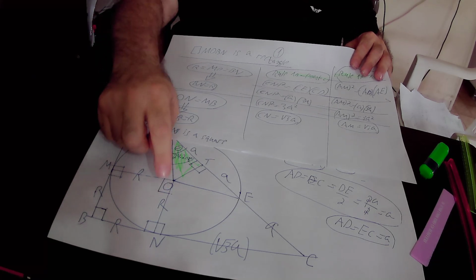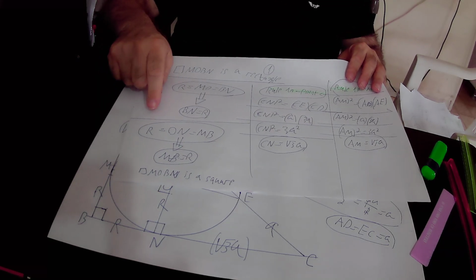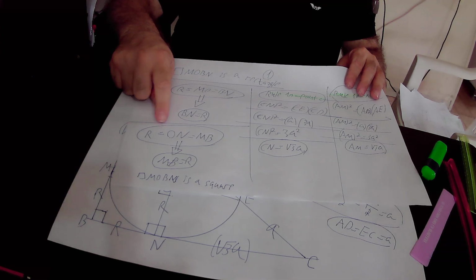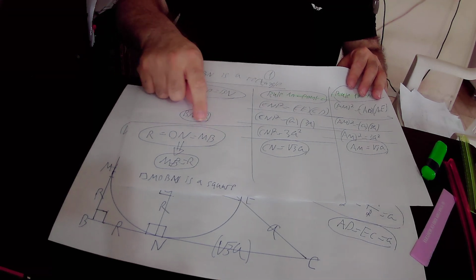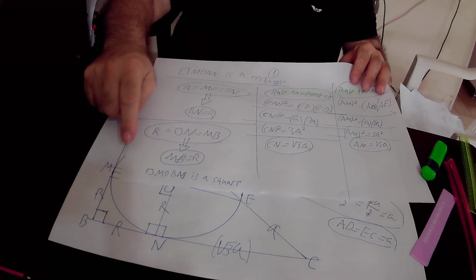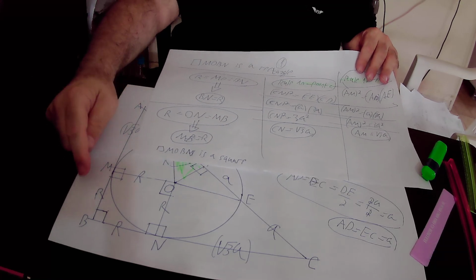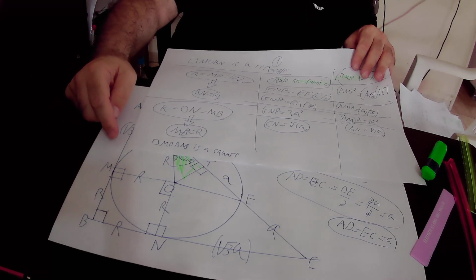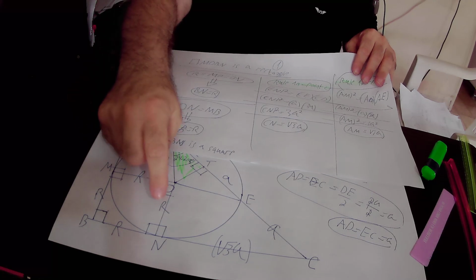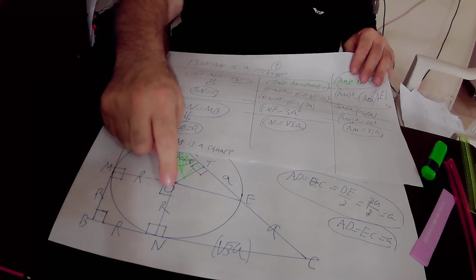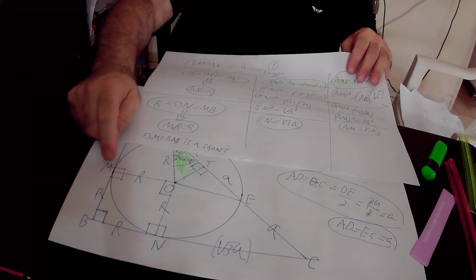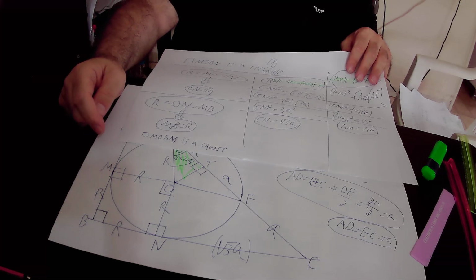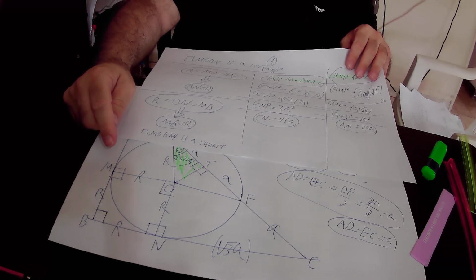But ON equals R. So from this equation, R equals ON equals MB, we will derive that MB is also equal to R. MB equals R. So we actually found out that quadrangle MOBN is not just a rectangle, but a square. Why? Because all of its sides are equal to each other. They are equal to R. Okay, quadrangle MOBN is a square.